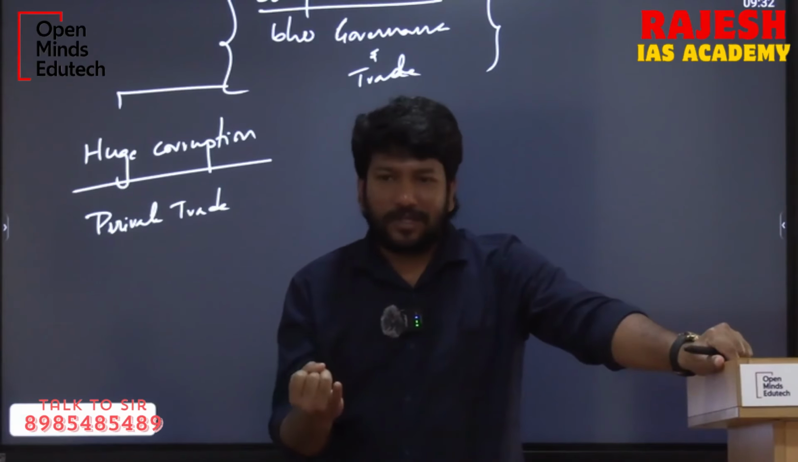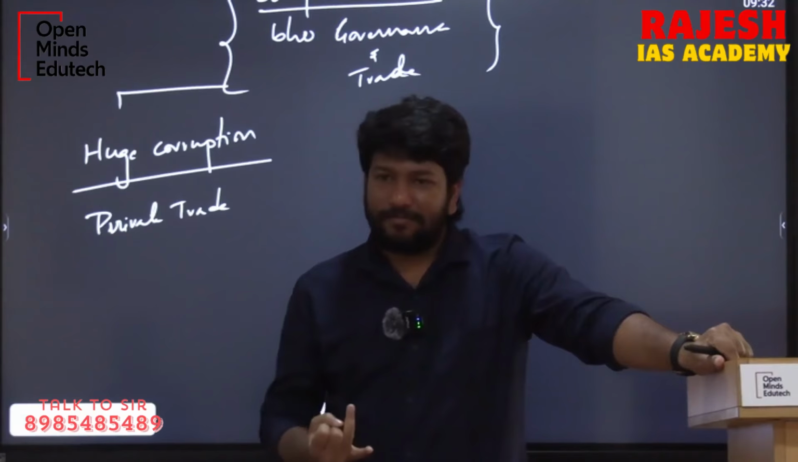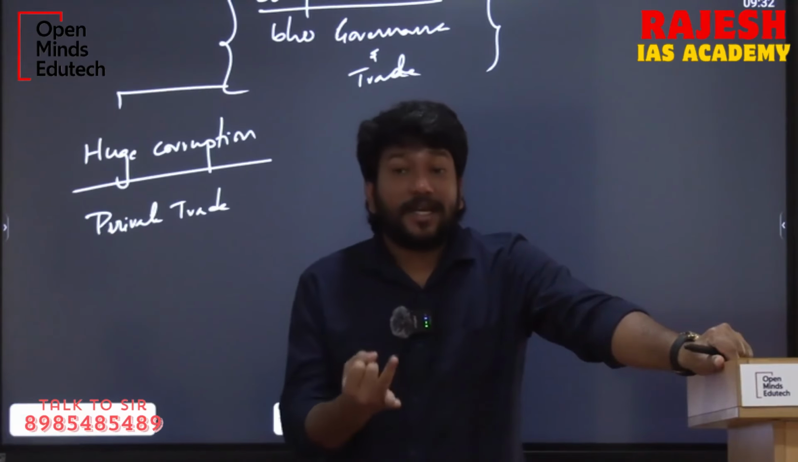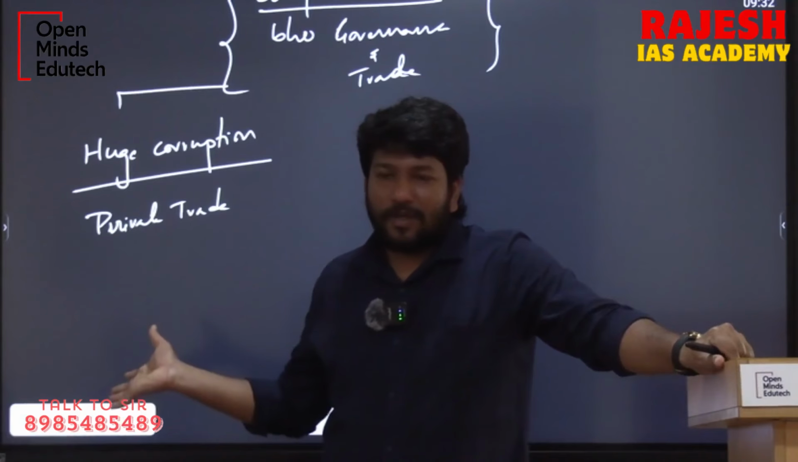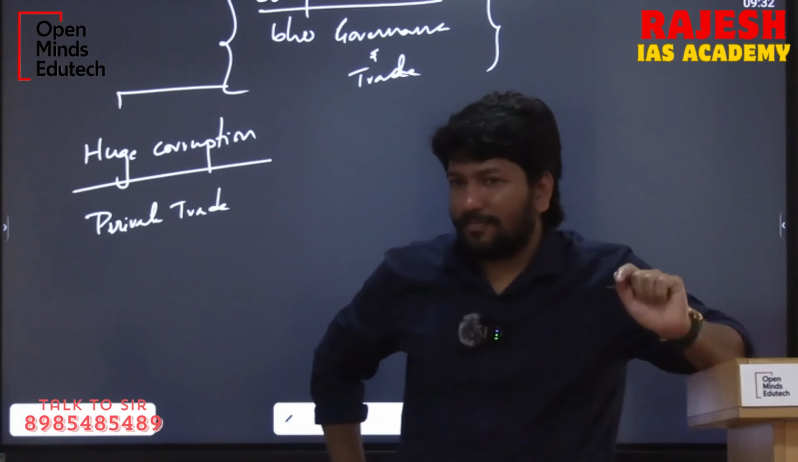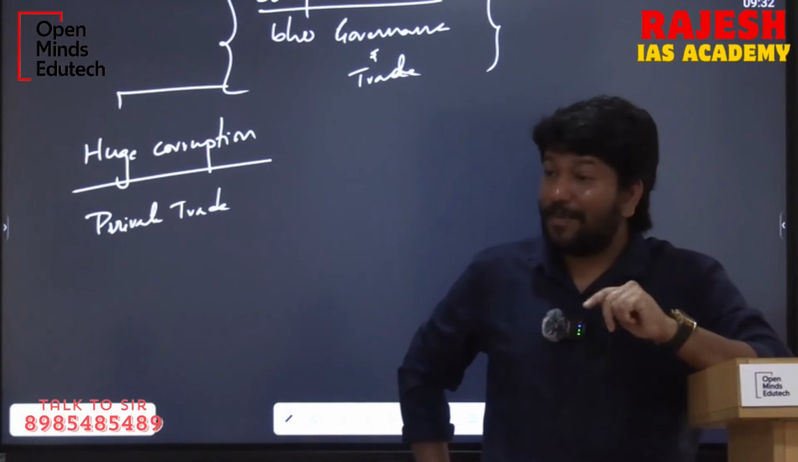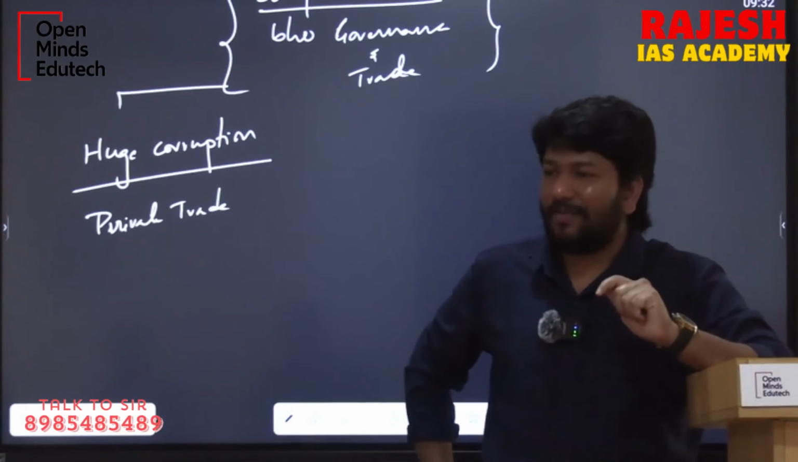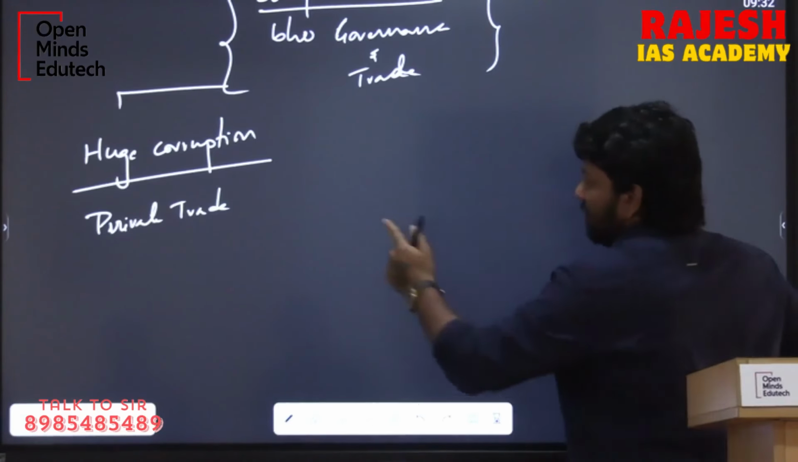The misuse of dastak and all. Private trade. Next, briberies. Got it right? And selling of dastak to the local people. So all this is huge corruption. Who are becoming rich? Officials are becoming rich, not the company. Got it right? Officials are becoming rich, not the company. So this is one thing.